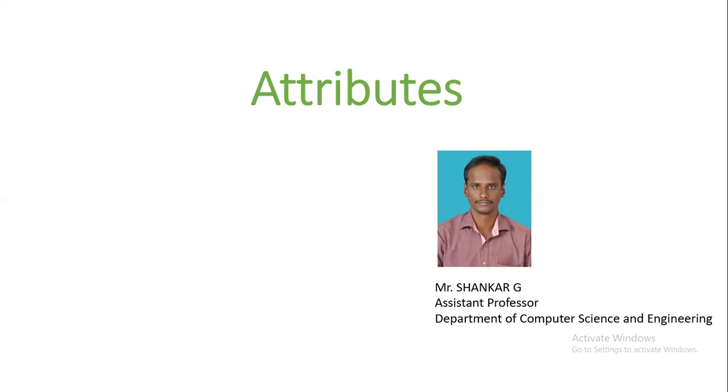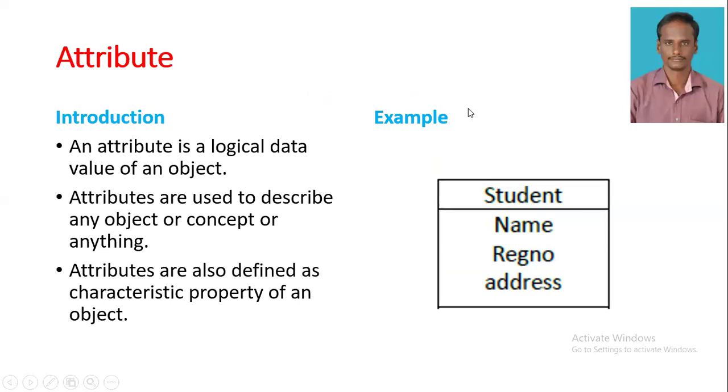In this video, we are going to discuss attributes from object-oriented analysis and design. Let us see what attributes are. An attribute is a logical data value of an object. Attributes are used to describe any object or concept or anything. Attributes are also defined as characteristic properties of an object.